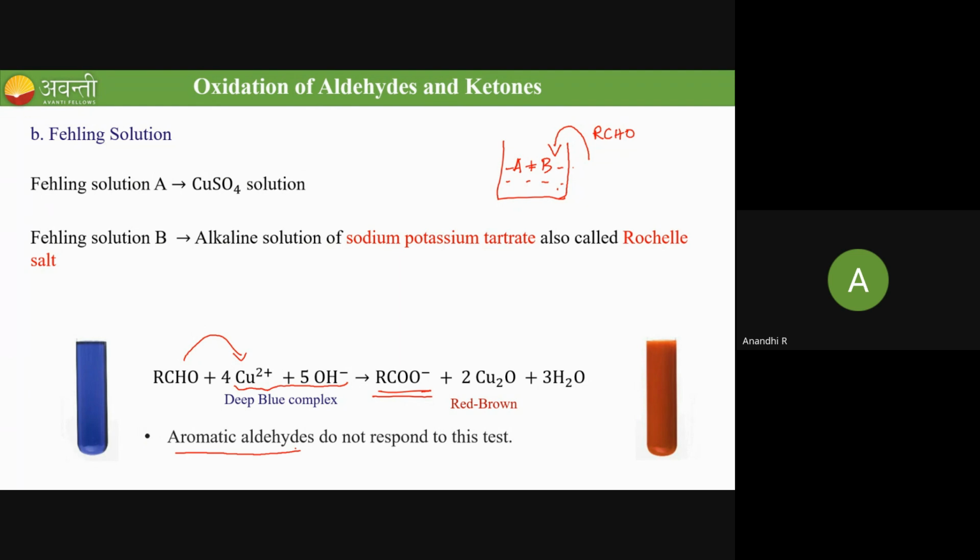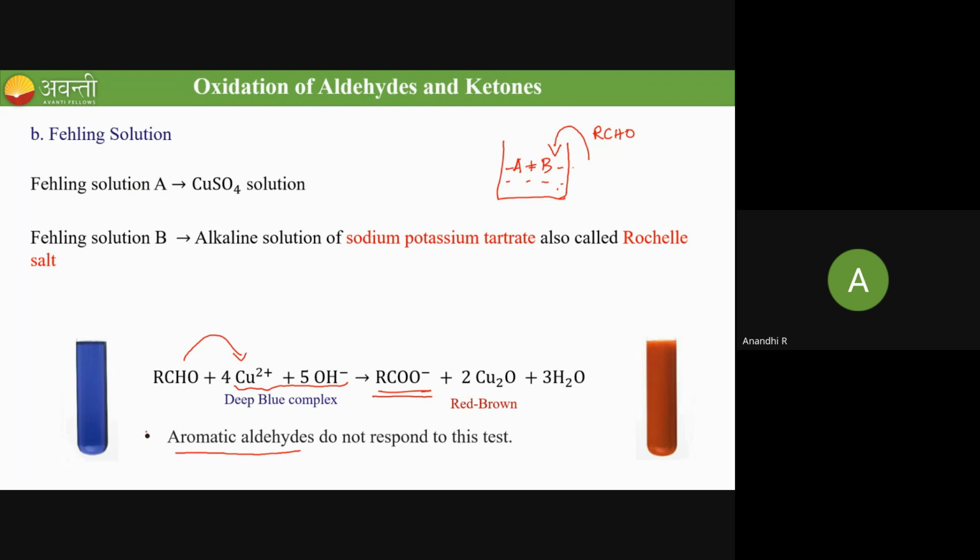You can get some statement type of question from this concept. Or they will ask you to identify the ammoniacal silver nitrate and the Fehling solution formula from the given options. So such kind of questions you can get from here. Is this clear to all of you?